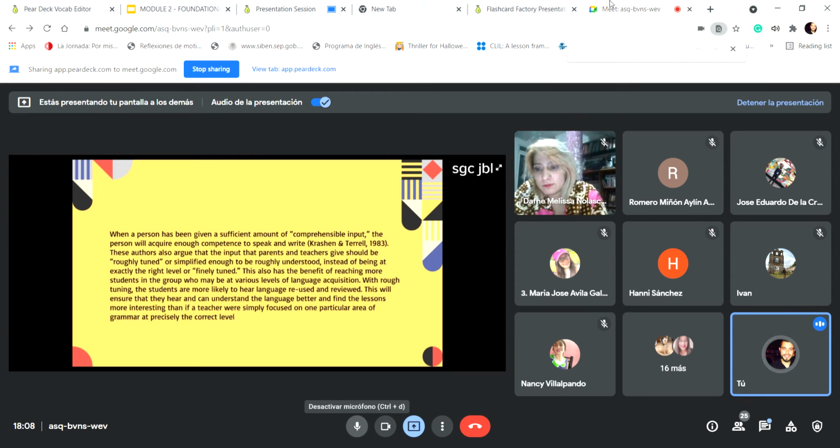With rough tuning, the students are more likely to hear language reused and reviewed. This will ensure that they hear and can understand the language better and find the lessons more interesting than if a teacher were simply focused on one particular area of grammar at precisely the correct level.